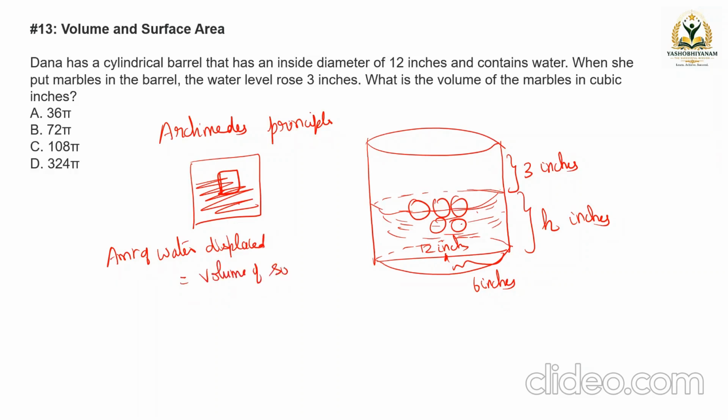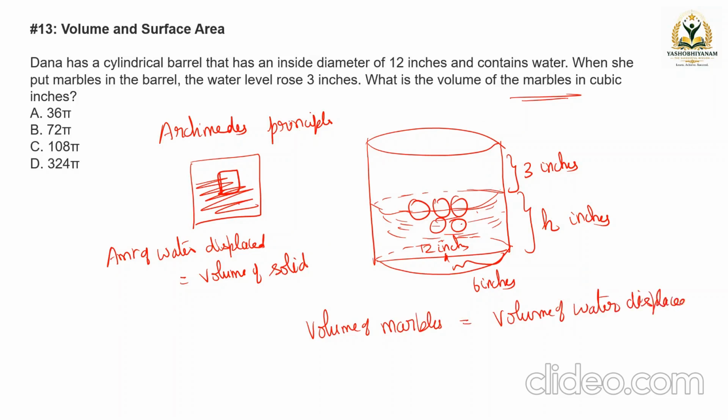This is a very famous principle called Archimedes' principle, or the principle of buoyancy. So what is the volume of marbles? According to this principle, the volume of marbles, I do not know how many marbles, but I'm not bothered about that, is equal to the volume of water displaced. So what is the volume of water displaced? It's the same as the amount by which the water rose.